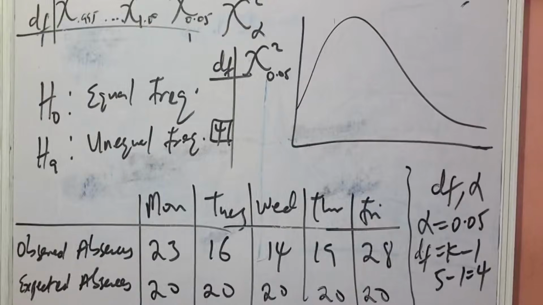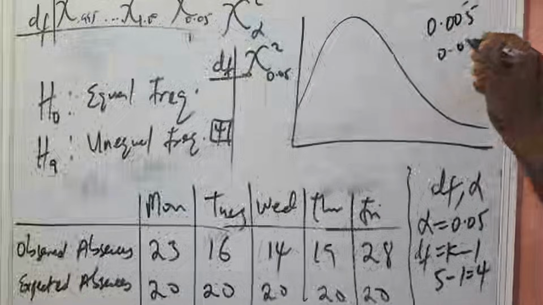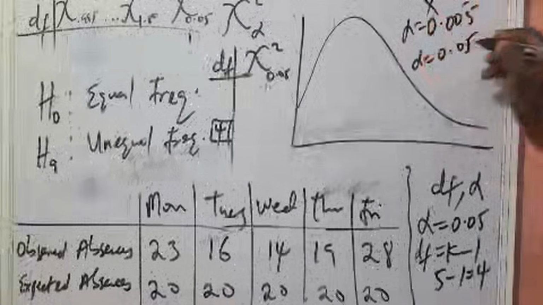Why are you guys getting 14 point something? What are you checking? I think you guys are checking 0.005. Many of you are checking 0.005. That's a very big mistake. 0.005 is different from 0.05. Alpha is 0.05. This is not the alpha. This is the alpha here.